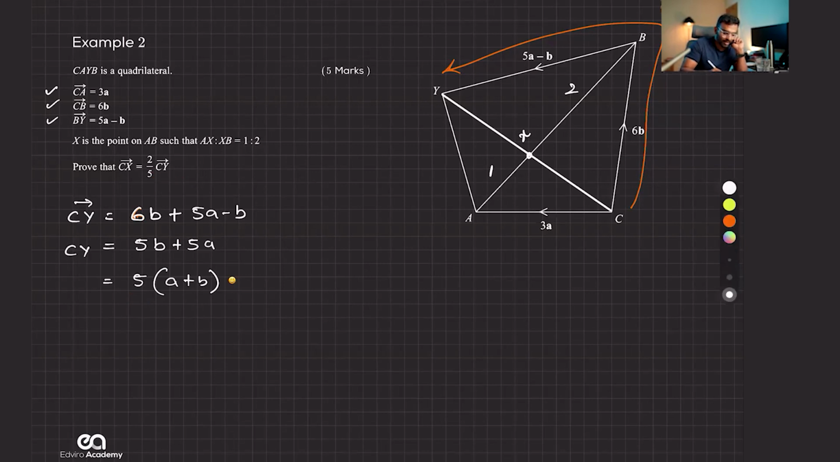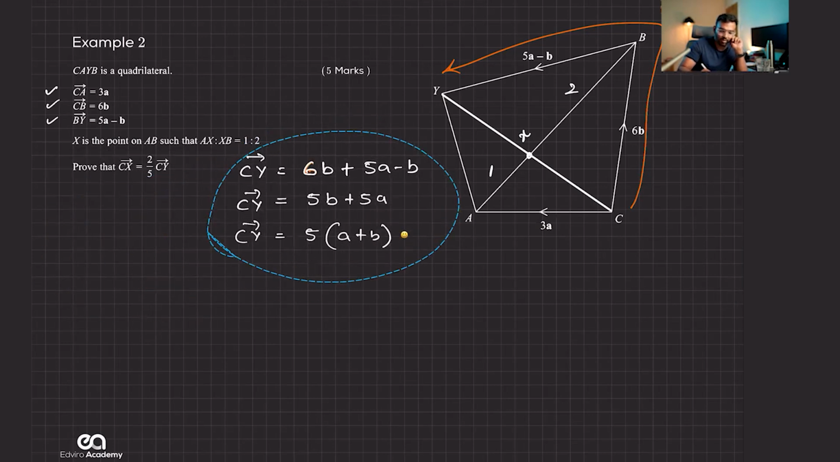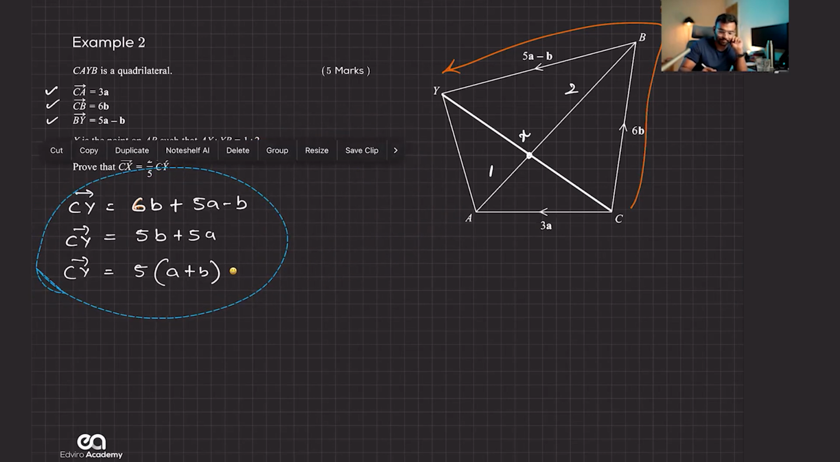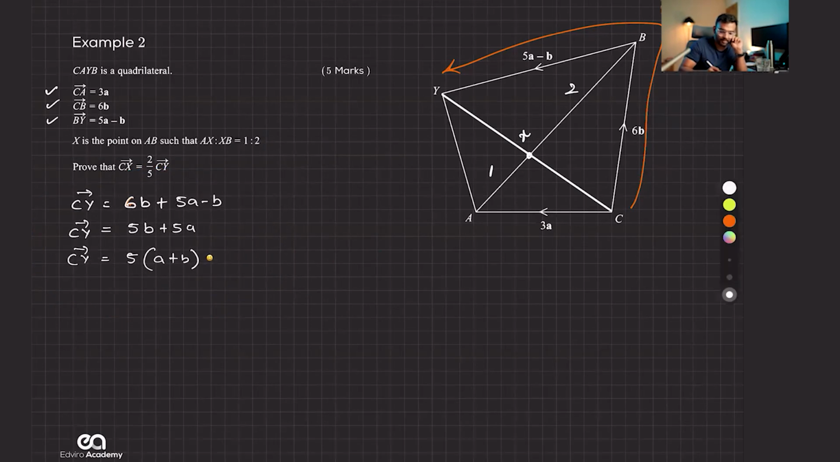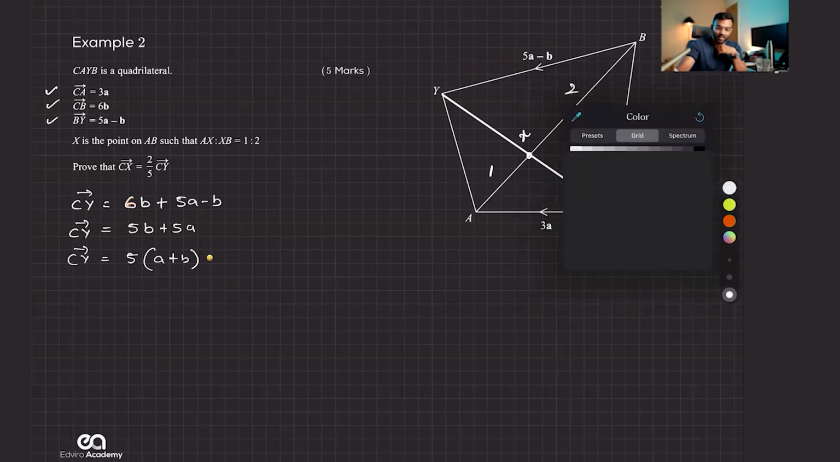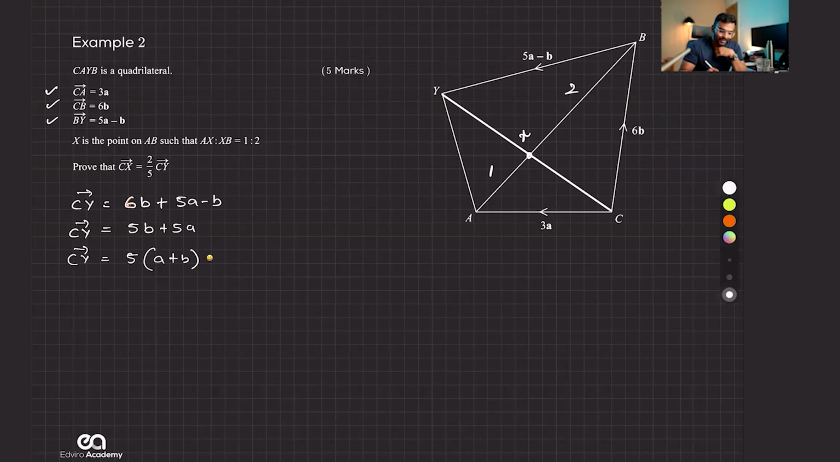Okay, this is my CY. I figured it out. I can move that somewhere safe, resize a bit, keep it there. So that's done now. Now we're going to work out CX. Let's find a pathway for CX.